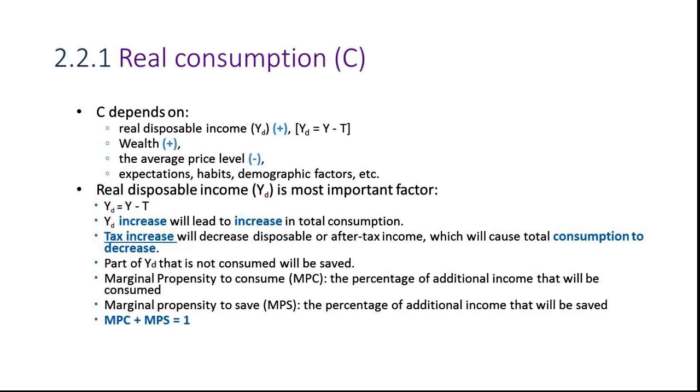So we distinguish between the concepts of marginal propensity to consume and marginal propensity to save. The idea is that if you receive additional income, some percentage of that gets consumed and the balance will be saved. So in that sense, the MPC plus the MPS, those are fractions that need to add up to 1.